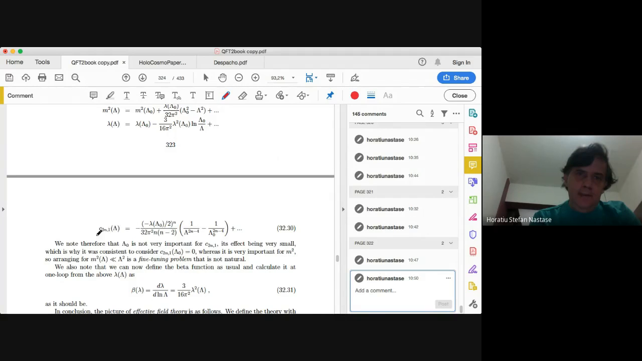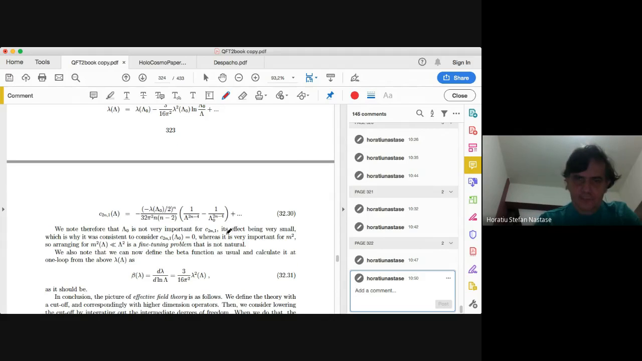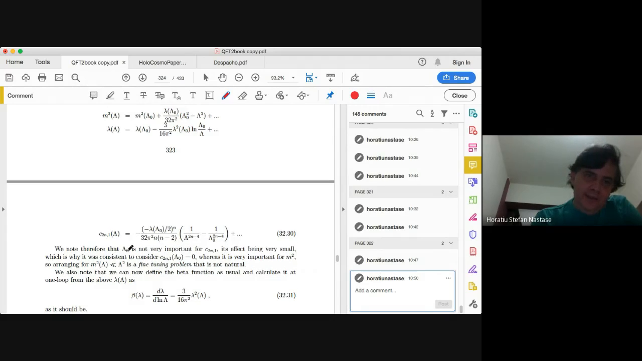And then in the higher order operator, I get just this coefficient times the difference in this dimensional object: 1 over lambda to the power 2n minus 4 minus 1 over lambda 0 to the power 2n minus 4. And we note then that lambda 0 is not very important for these higher order operators, right? We said this is a high power, and lambda 0 is greater than lambda, so this object is smaller than this. In fact, it's much smaller since the power is large in general.